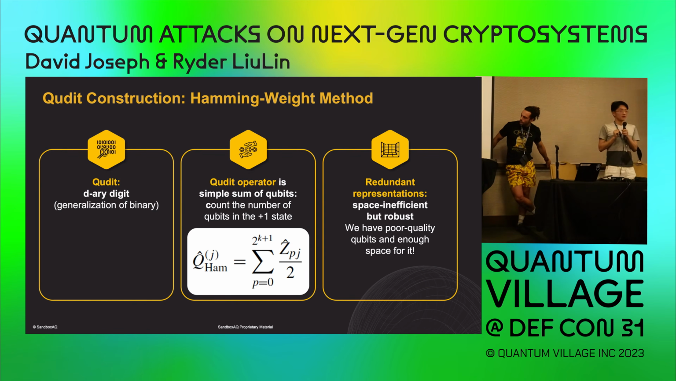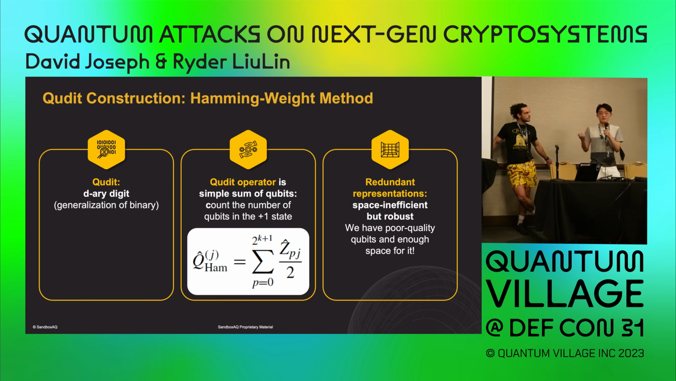The Hamming-Weight method, this is the method that we're going to be using in the example. So this one maybe pay a bit more attention to. It's also much simpler, which is nice. So a qubit operator here is just a simple sum of the qubits. Basically, we are counting the number of qubits in the +1 state, and that's giving us our digit, our qubit.